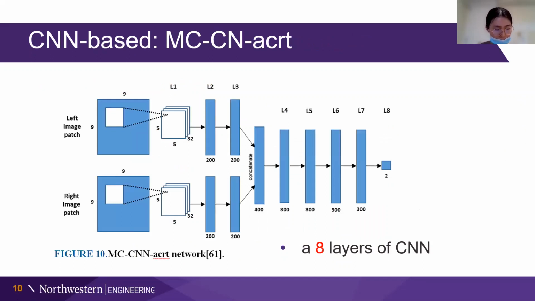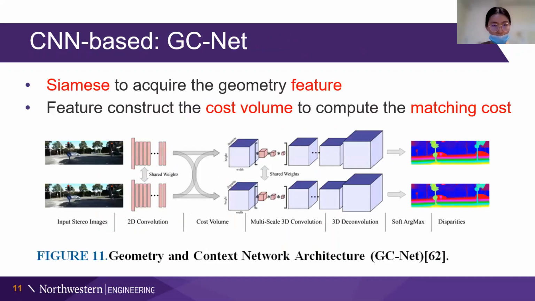And here are some classic implementations of CNN. The first one is MC-CNN-ARCT. In this structure, the commonly used version contains 8 layers of CNN. And the other one is GCNet. GCNet uses a shared-weight Siamese network to calculate features and uses information from both left and right features to calculate the cost value.